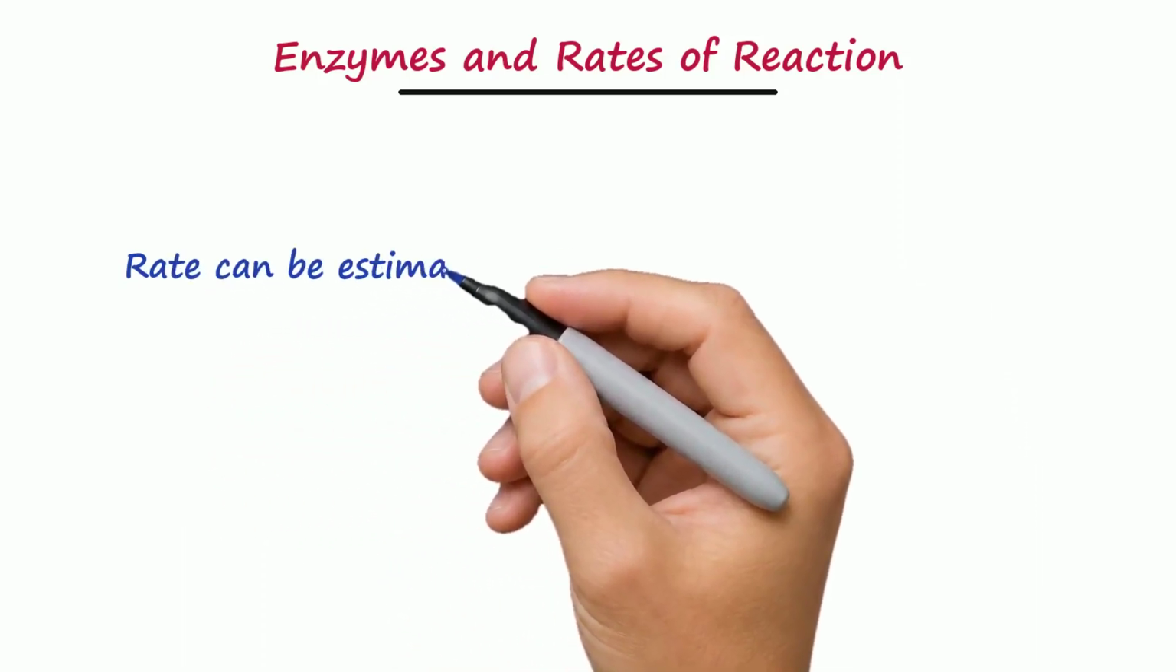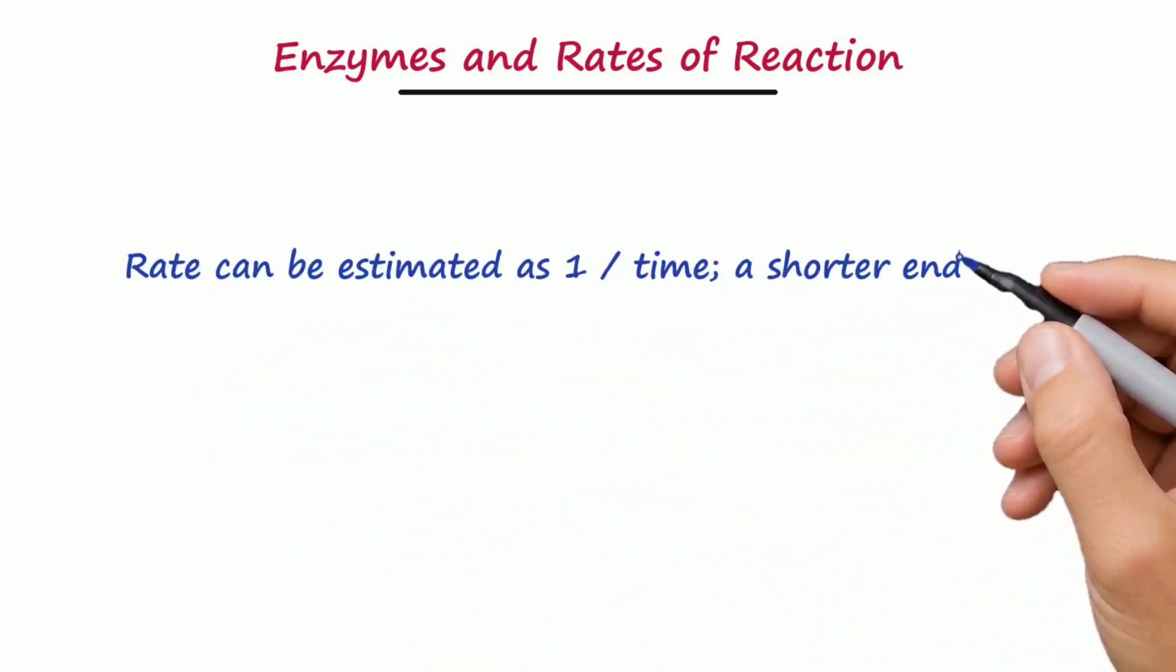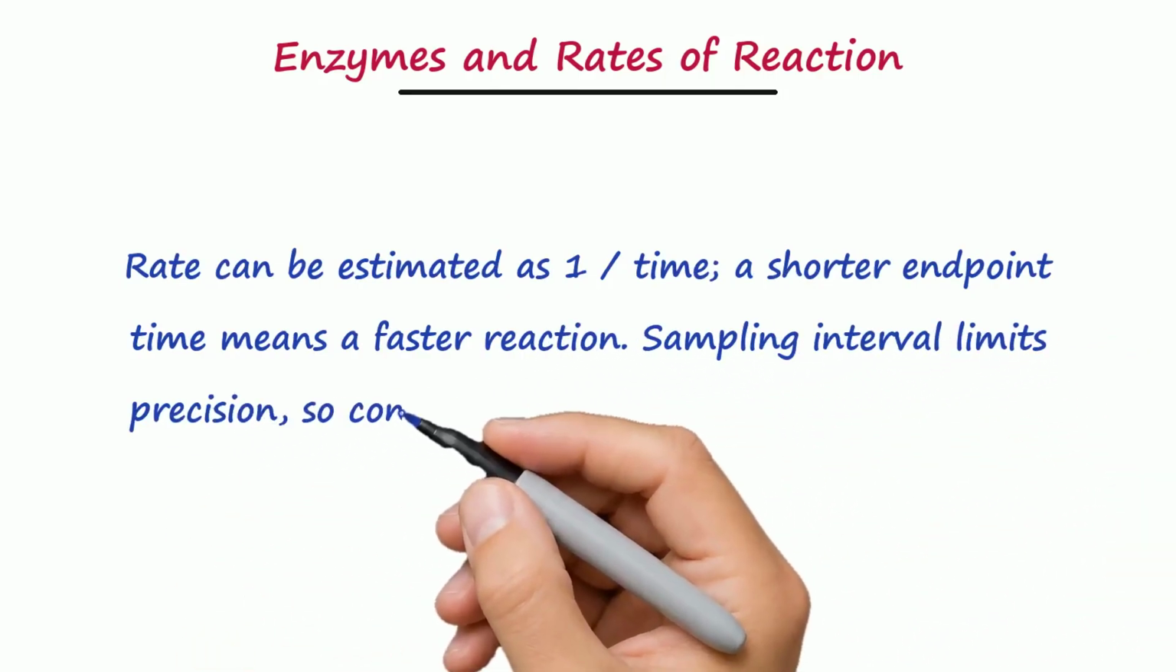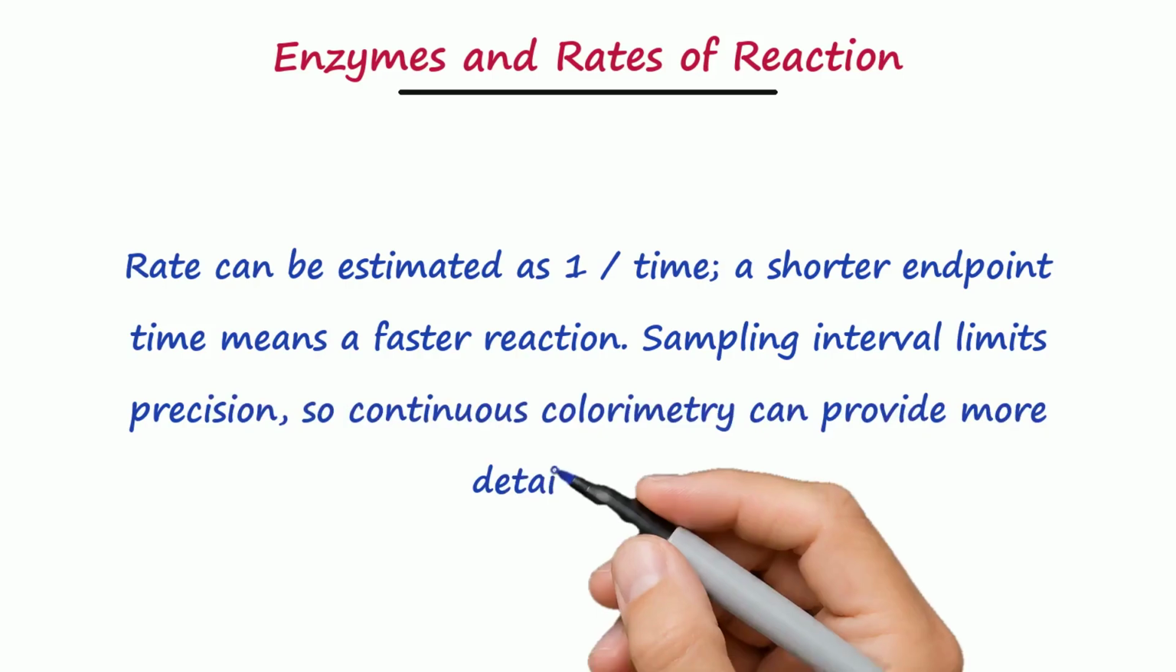Rate can be estimated as one over time. A shorter endpoint time means a faster reaction. Sampling interval limits precision, so continuous colorimetry can provide more detailed data.